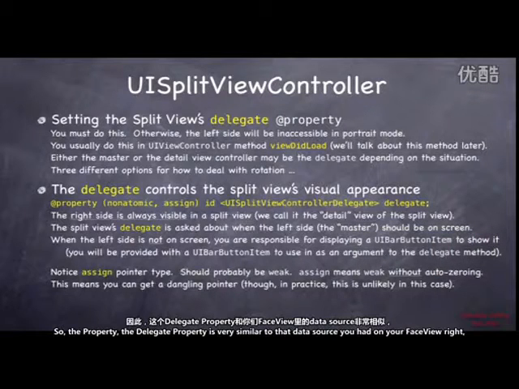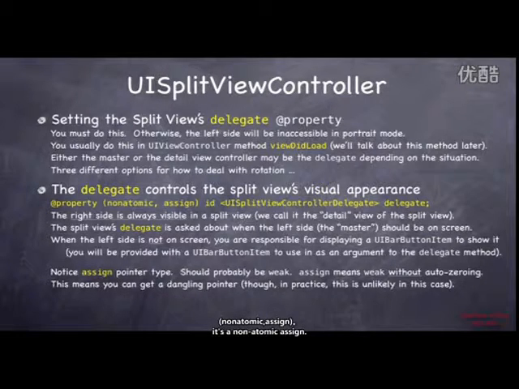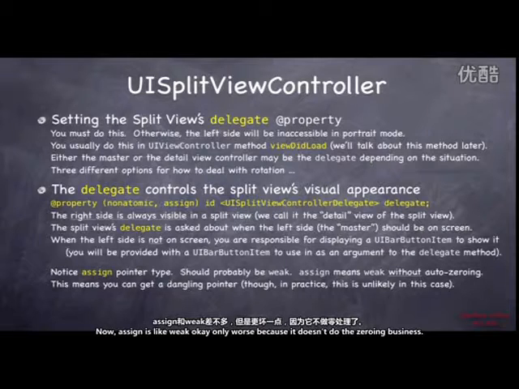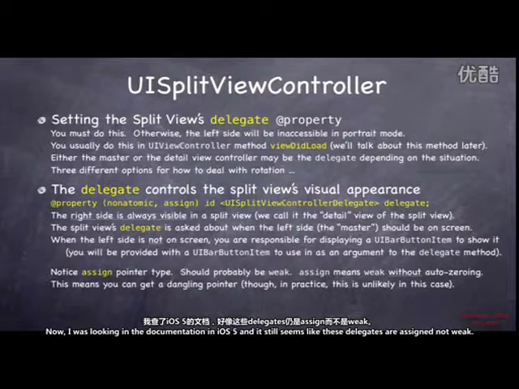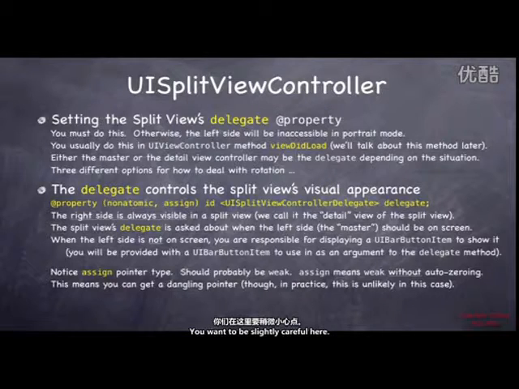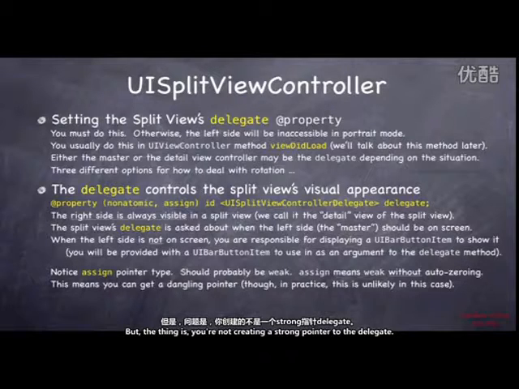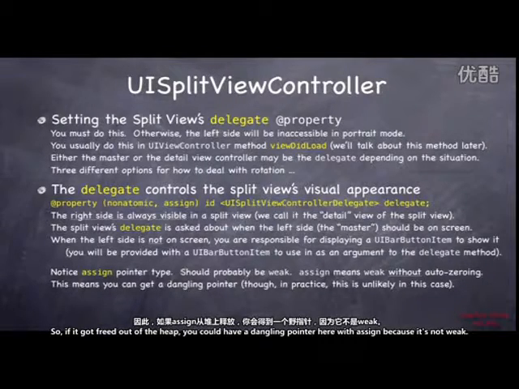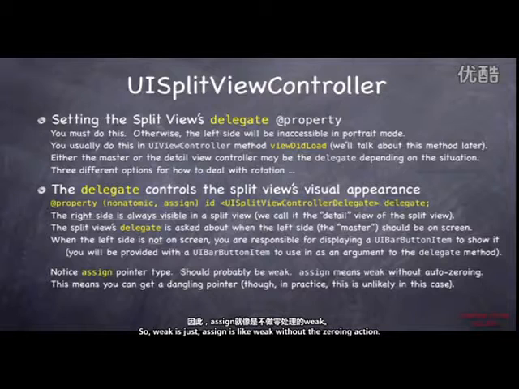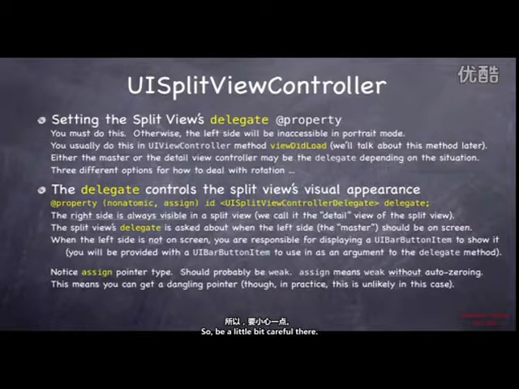So the delegate property is very similar to that data source you had on your face view, right? It's a non-atomic assign. Now, assign is like weak, okay, only worse, because it doesn't do the zeroing business. Now, I was looking in the documentation in iOS 5, and it still seems like these delegates are assign, not weak, which is a little bit unfortunate. You want to be slightly careful here. It's not likely that would cause a problem for you, but the thing is you're not creating a strong pointer to the delegate, so if it got freed out of the heap, you could have a dangling pointer here with assign, because it's not weak. So assign is like weak without the zeroing action. So be a little careful there.